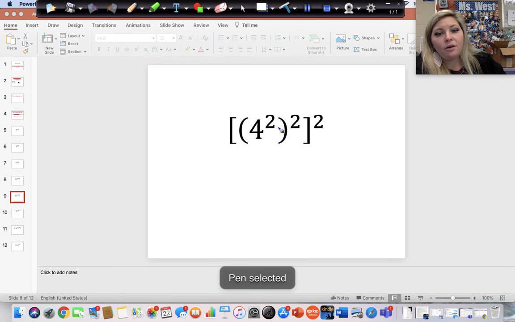Okay, again, we're multiplying our exponents together. So 2 times 2 gives me 4, and 4 times 2 gives me 8. So my base is still 4, and my exponent is now 8.